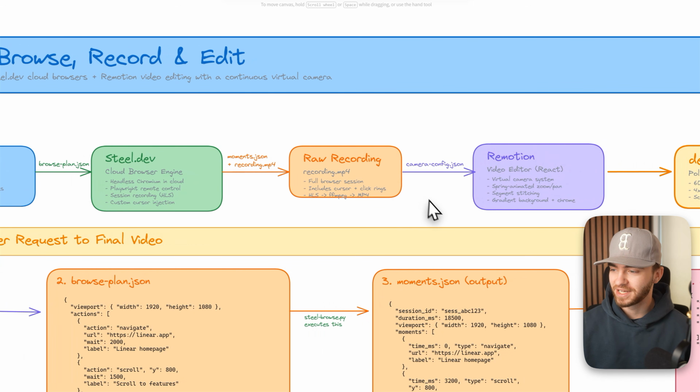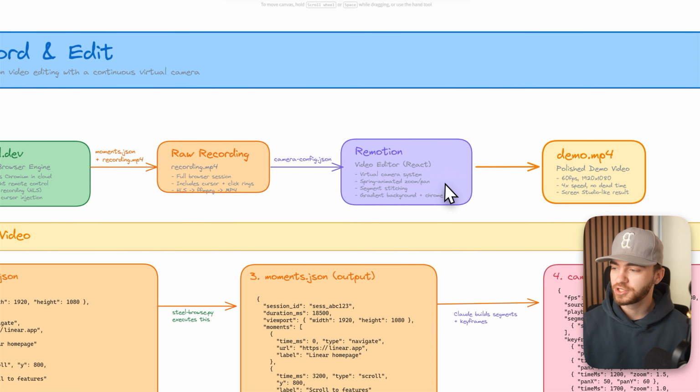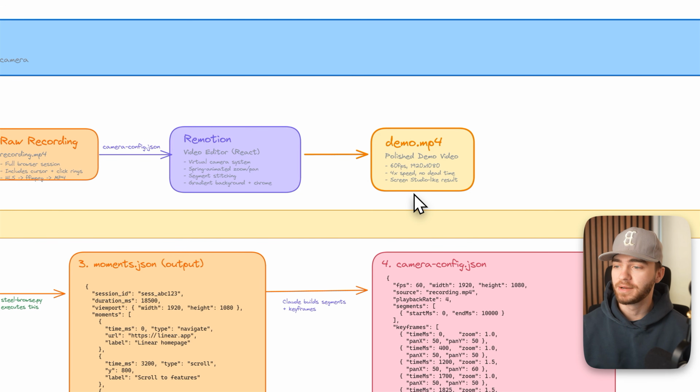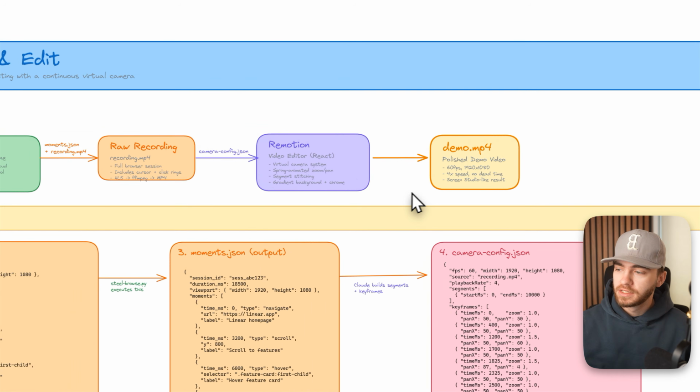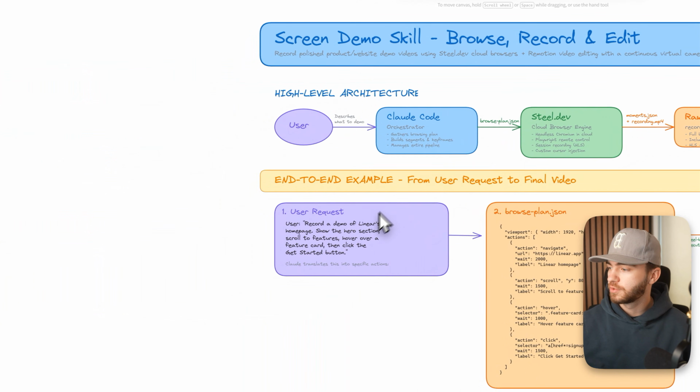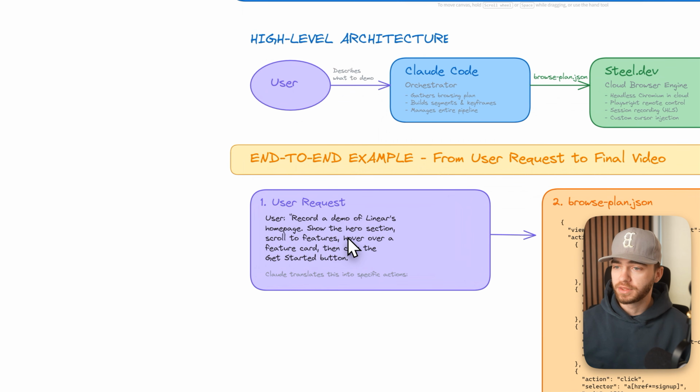It's going to take the recording and pass that into Remotion. Remotion is a code-based video editor, so we can actually have our AI edit this video for us and make it look super polished. And that's the final step: outputting the final demo video in a polished format, 4x speed, 60 frames per second, and looking just like Screen Studio. So now that you guys have a general idea of the high-level architecture, let's go through an end-to-end example of what this system looks like.